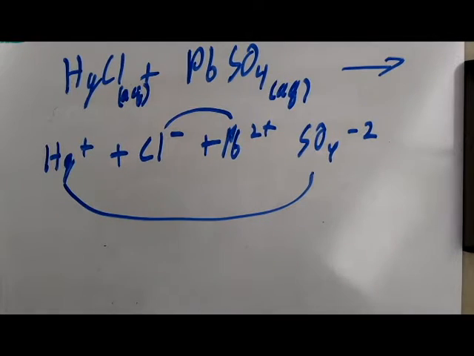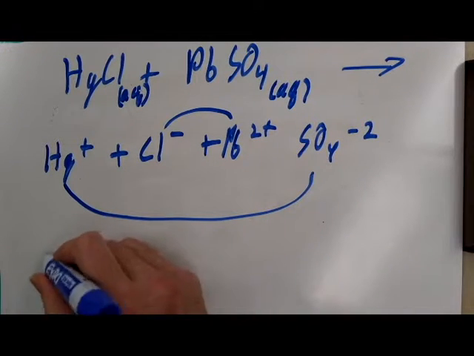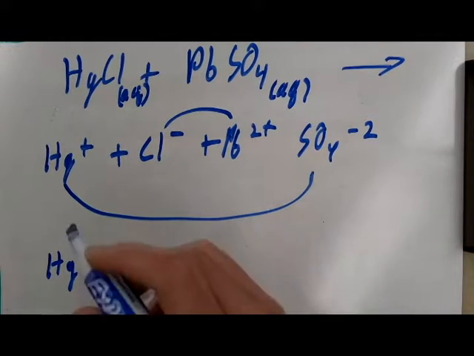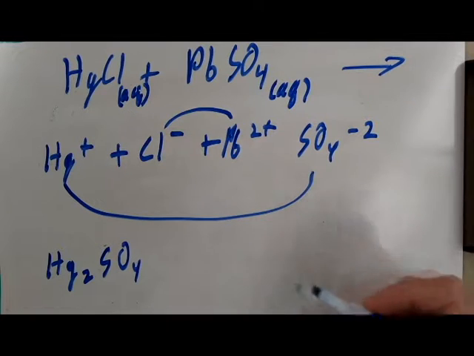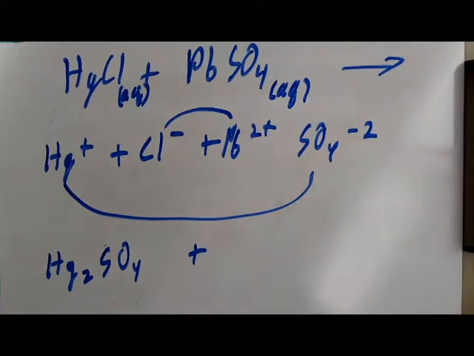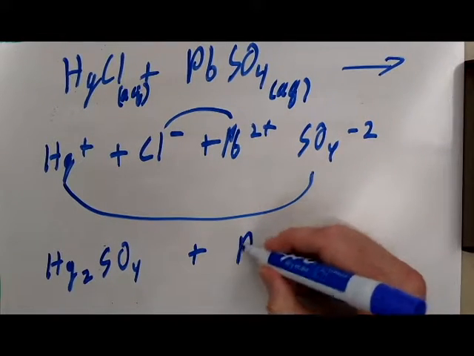So let's take our mercury and see if it goes with the sulfate. So at this point we just put it together and make a compound like we always have. Since this mercury has a +1 charge and the sulfate has a -2 charge, they're going to go together in an appropriate compound. So we get mercury, and we will need 2 of those to balance out 1 sulfate. And we are going to have, for our other compound then, lead.